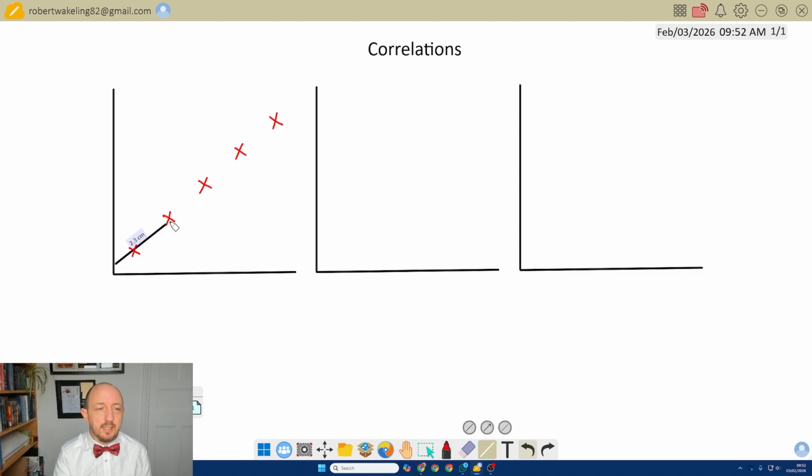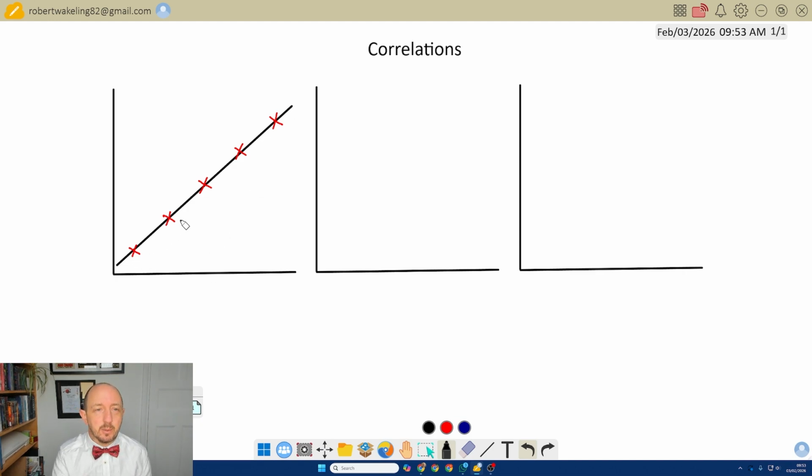We do a line of best fit that looks something like this. And what you might notice from this is that these red crosses are almost perfectly on this line of best fit. And correlation is all about how close our data is to the line and what direction the line is going in. So at the moment, this is going upwards from left to right.